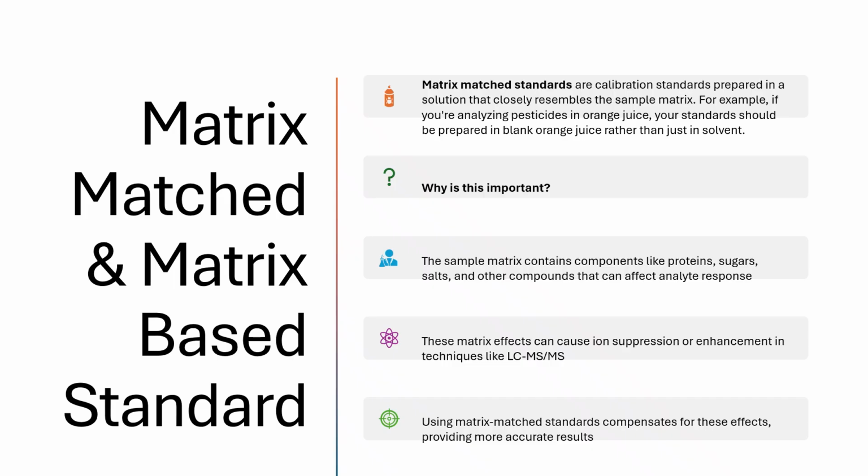So the sample matrix contains components like proteins, sugars, salts and other compounds that can affect your analyte response. These matrix effects can cause ion suppression or enhancement in techniques like LC-MS/MS or GC-MS/MS. So using matrix match standard compensates for these effects, providing more accurate results.